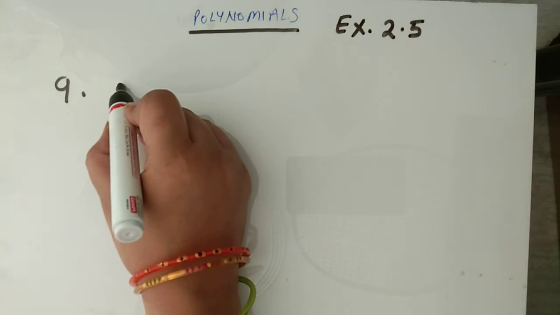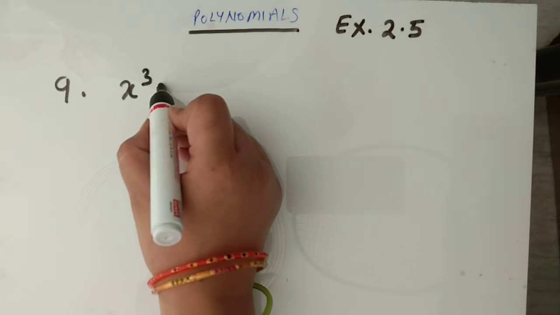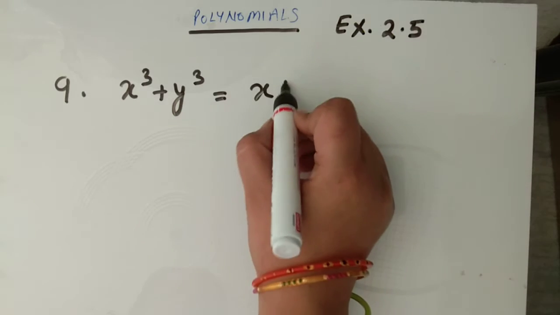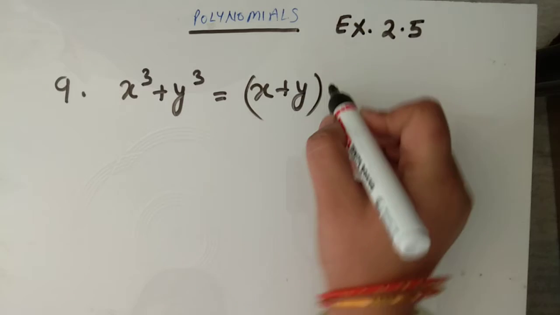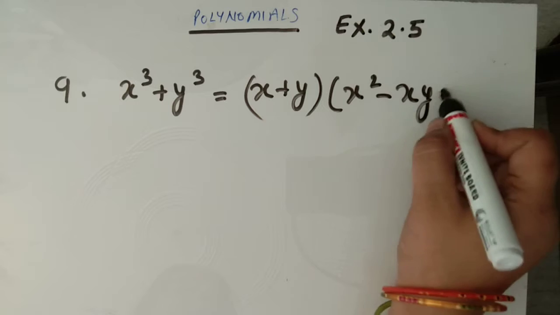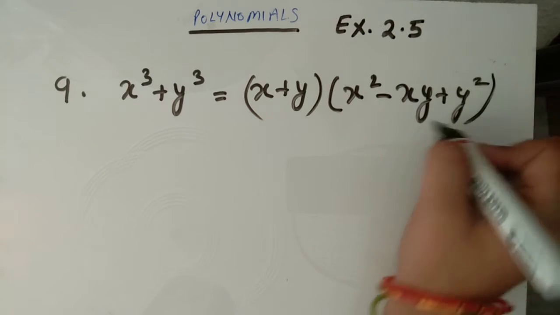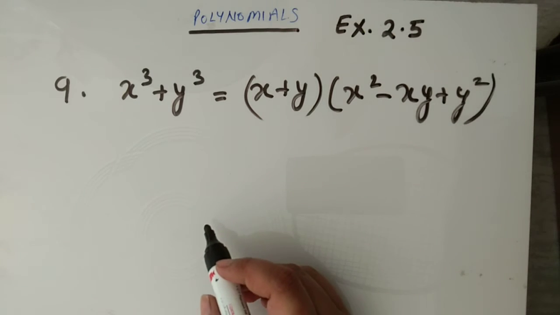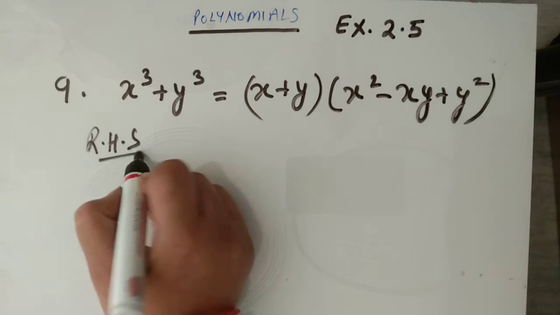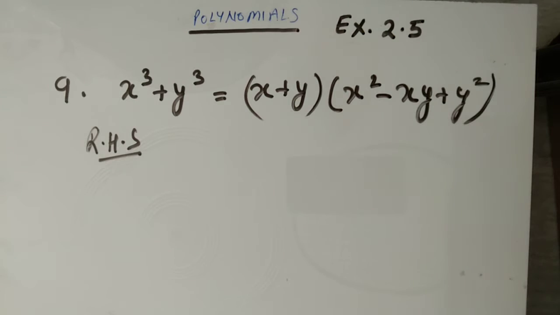You have to prove x cube plus y cube equals x plus y into x square minus xy plus y square. Means you have to prove LHS equals RHS. For it we will take RHS and we will prove it equal to LHS.